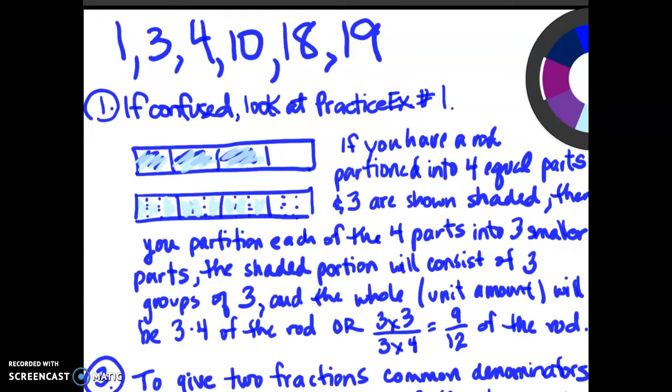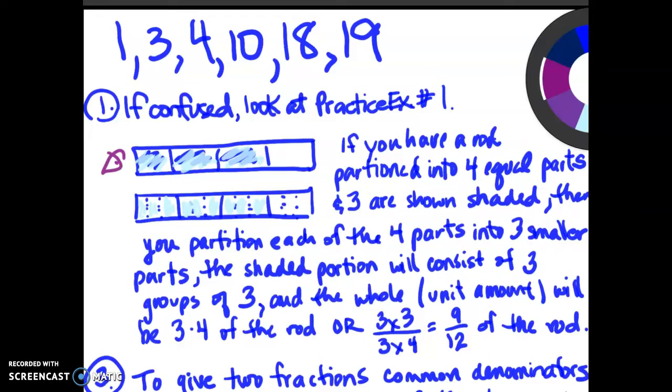If you see here, you could have a rod that's partitioned into 4 equal parts, like I've shown right here, and then 3 of the parts are shaded. Then if we partition each of those parts into smaller parts, so each of these 4 parts I subdivided or partitioned into 3 smaller parts, you can see that the shaded portion consists of 3 groups of 3.